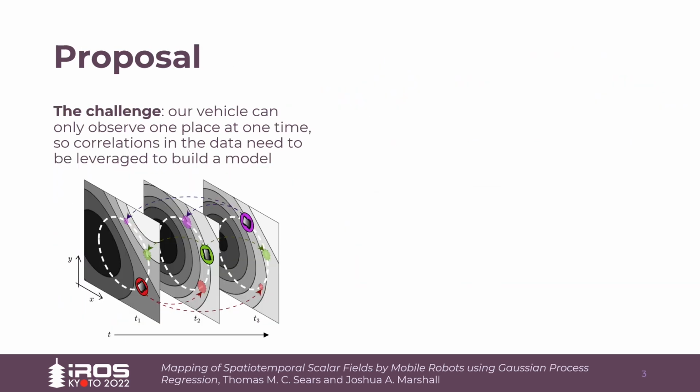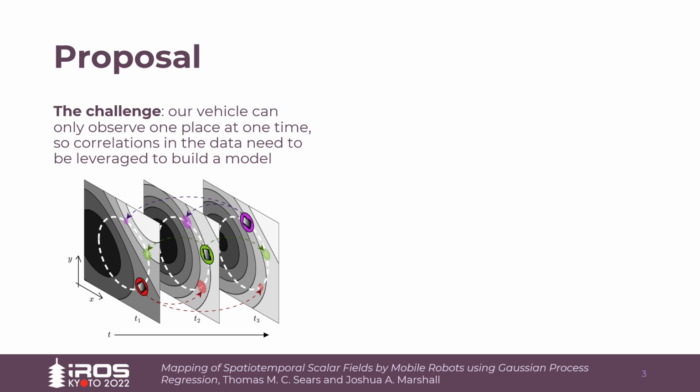We consider the challenge of a mobile robot mapping a spatiotemporal scalar field. The difficulty in this scenario arises from a lack of observations. Our vehicle can only be in one place at one time, and although we can revisit physical locations, the robot cannot revisit times. This is shown in this illustration of a vehicle moving from red to green to purple as time progresses. We want to estimate the field at the locations and times never visited, indicated by the arrows.